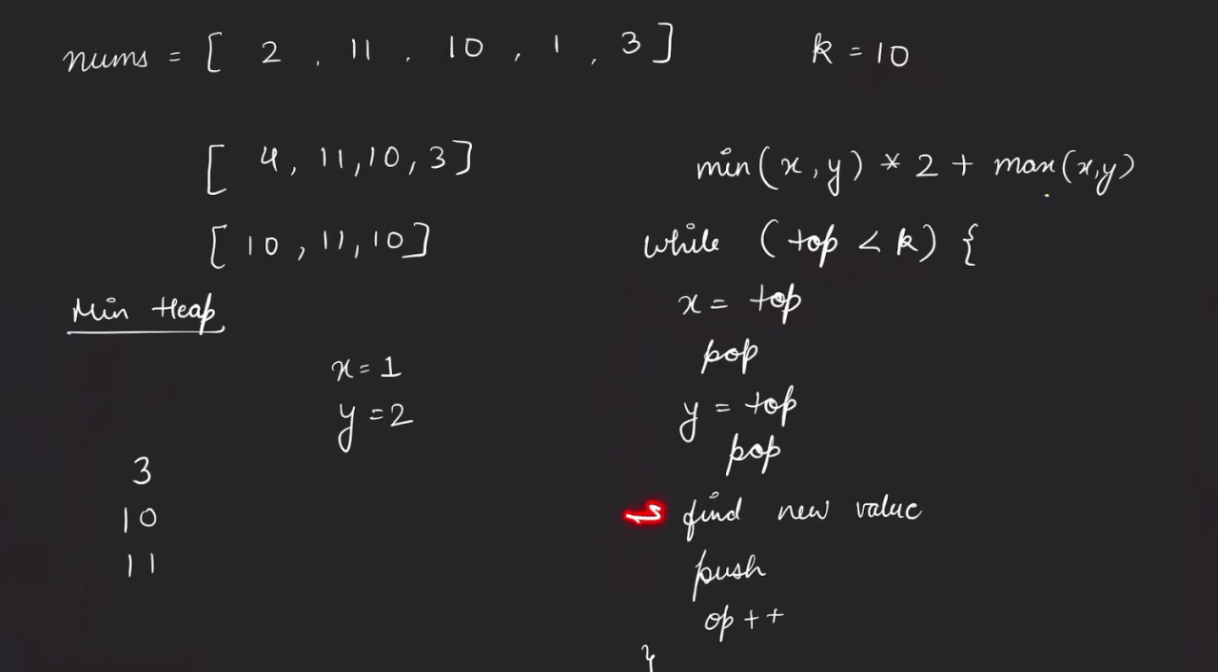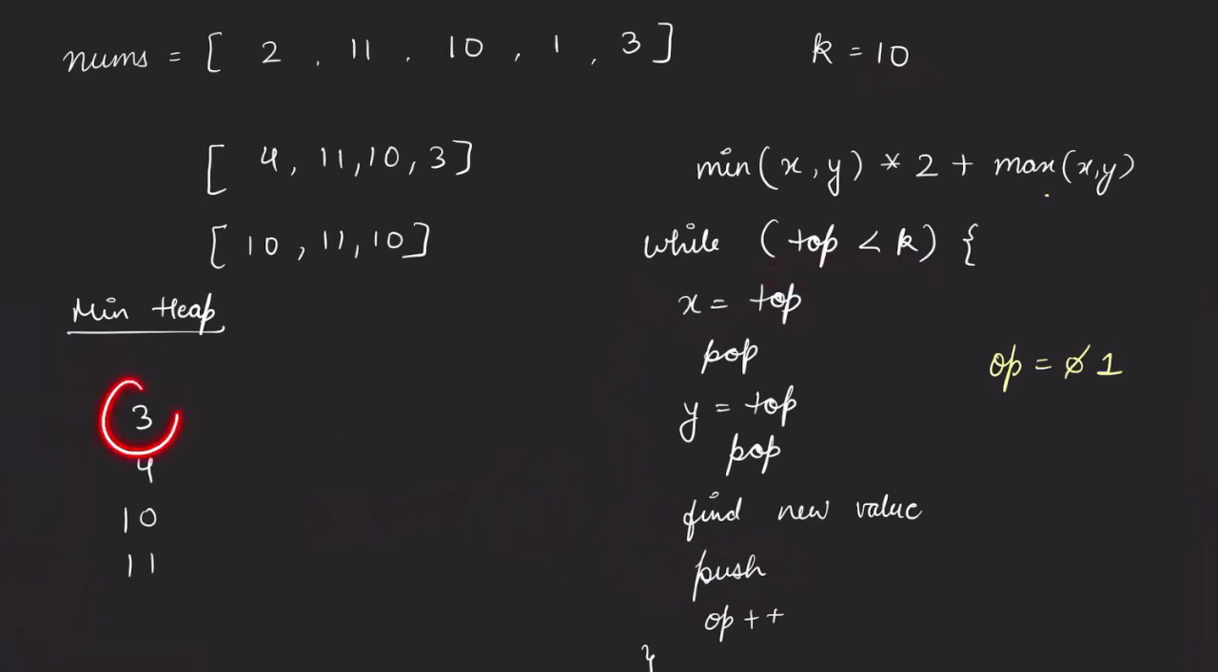Then we will find the new value, which will be 1 into 2 plus 2, that is 4. Then this 4 will be pushed into the min heap, right? So our min heap will look like this, right? And then we will increase our number of operations by 1. Then we will again check this condition.